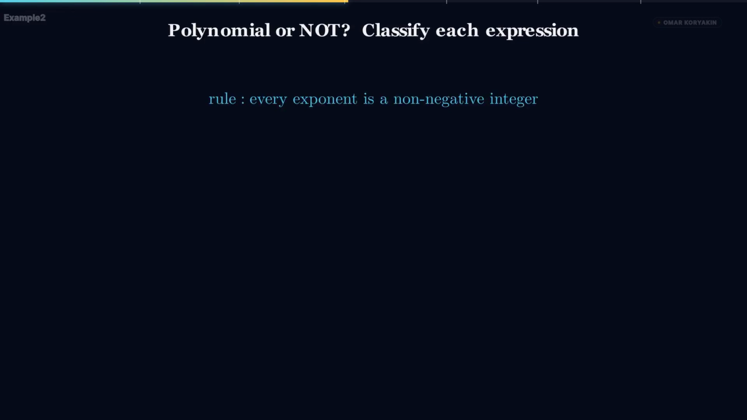Decide whether each expression is a polynomial. If yes, write it in standard form and classify by degree and term count. If no, explain why. Expression 1: 5x squared minus 3x plus 2. All exponents are non-negative integers, so this is a polynomial. Already in standard form, descending order by exponent. Degree 2, 3 terms, so it is a quadratic trinomial.